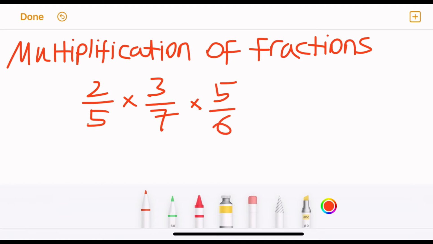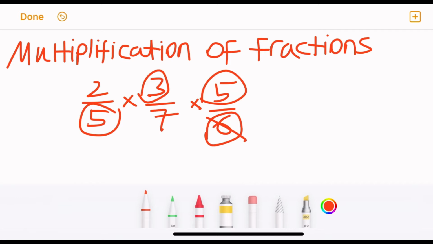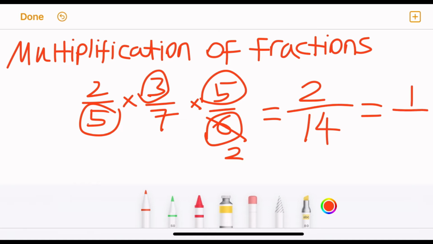So 5 and 5 will cancel out here, so I'm going to circle this, and 3 and 6 is also going to cancel out, and 6 is 2 times 3, so we'll have 2 left here as the denominator. So we will get 2 in the numerator, and for the denominator we have 7 and 2. 7 and 2 multiplied together is 14. Simplify down, 2 over 14, 14 is 2 times 7, so we'll end up with 1 over 7. And that's done. But how about if we have a mixed number multiplied together?